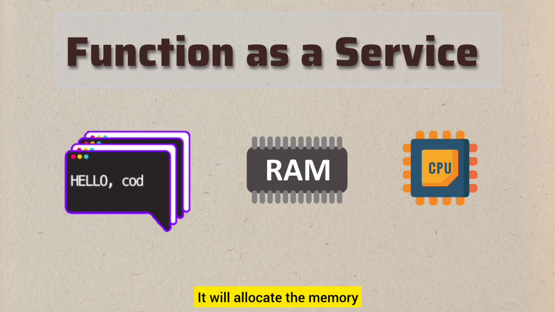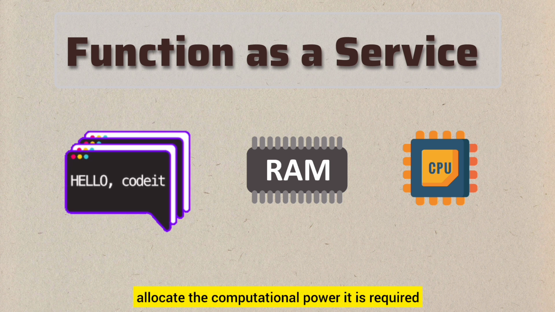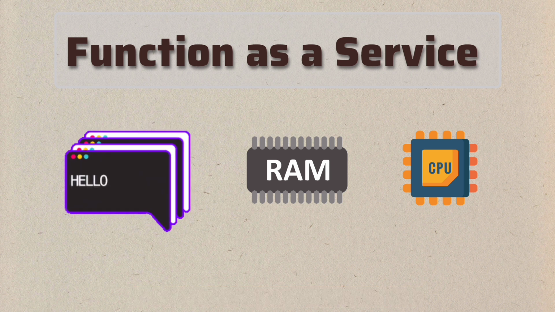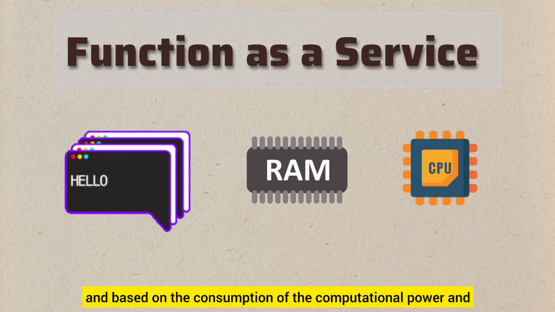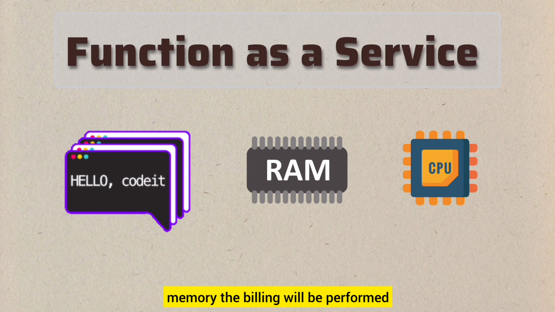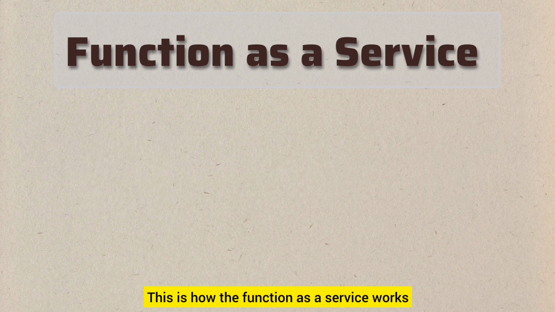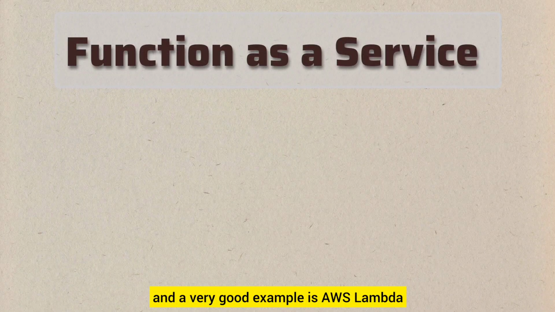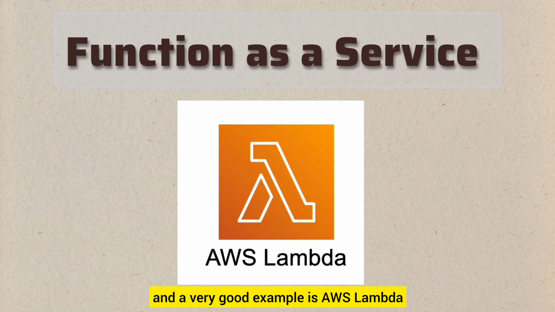It will allocate the memory which is needed. It will automatically allocate the computational power required. Only the function will run, and based on the consumption of computational power and memory, the billing will be performed. This is how function as a service works, and a very good example is AWS Lambda.